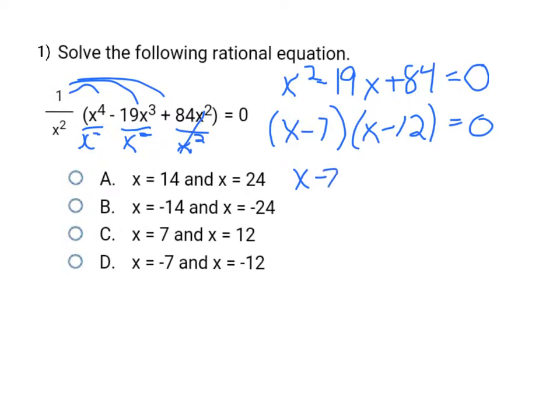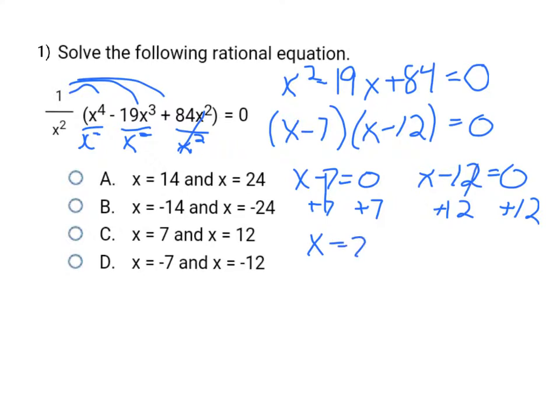And then to continue solving, I set each of those parentheses equal to 0. I'm going to add 7 to both sides, and then add 12 to both sides on the other equation. And then I get x equals 7, and then x equals 12. Which makes my final answer C.